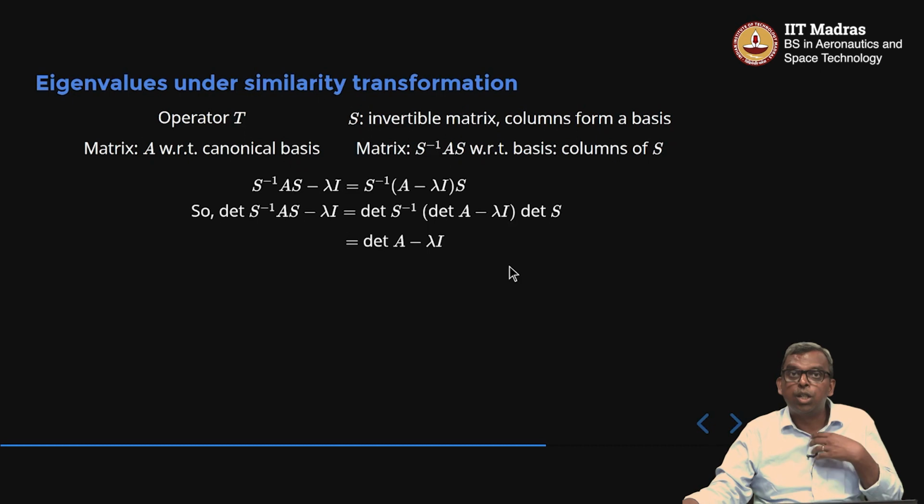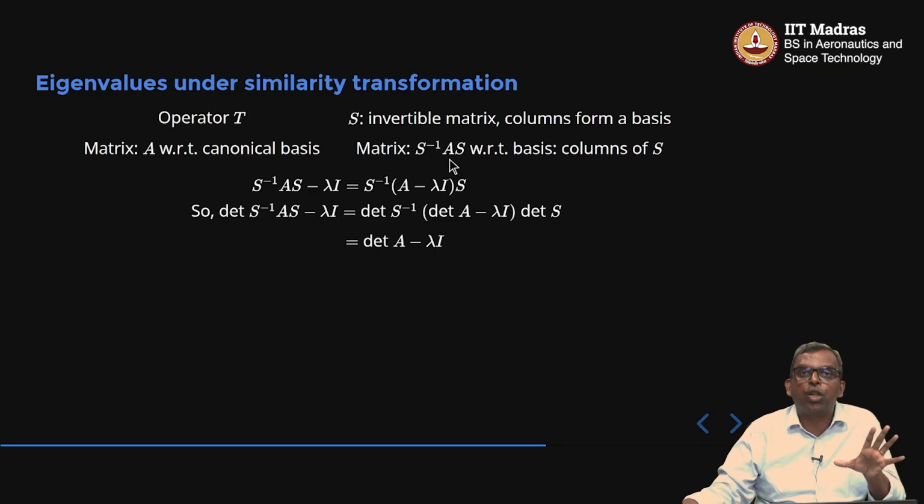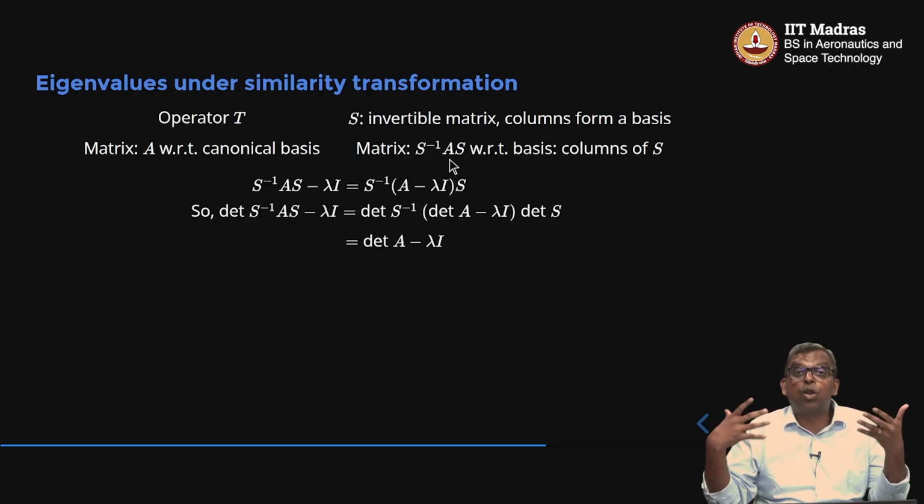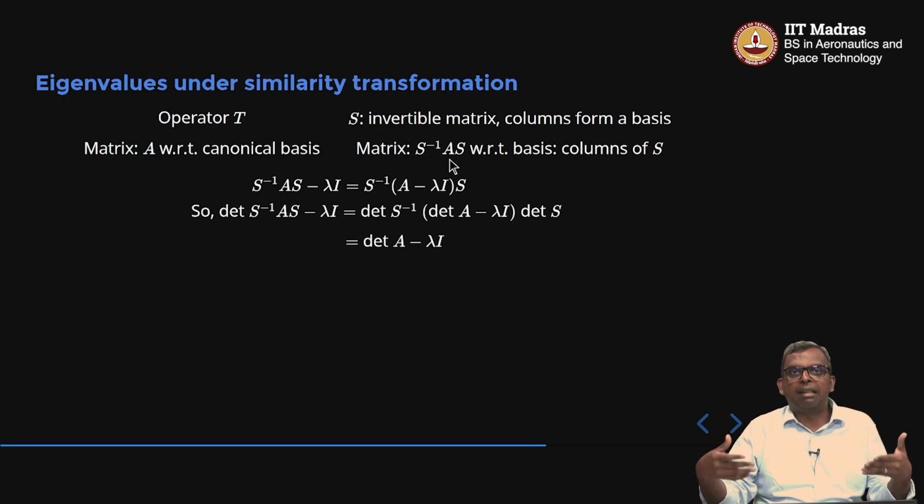Now this has huge implications. Why? What this means is the characteristic polynomial of A and the characteristic polynomial of S inverse AS, for any invertible matrix S, coincide. They are exactly the same polynomial. So what does that mean? Their roots will also be exactly the same. So the eigenvalues of A and the eigenvalues of S inverse AS are identical. They are the exact same eigenvalues with the exact same algebraic multiplicities because the characteristic polynomials are exactly the same.